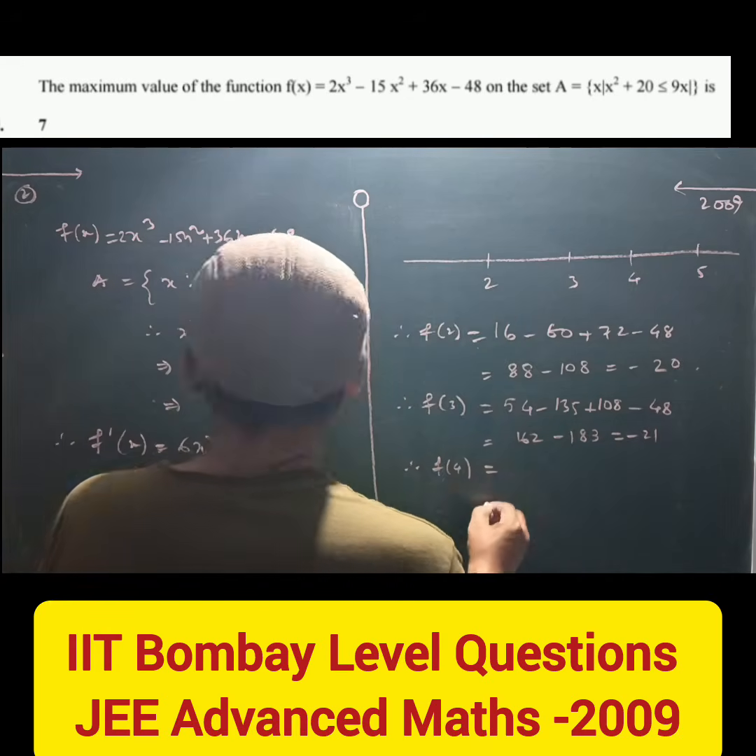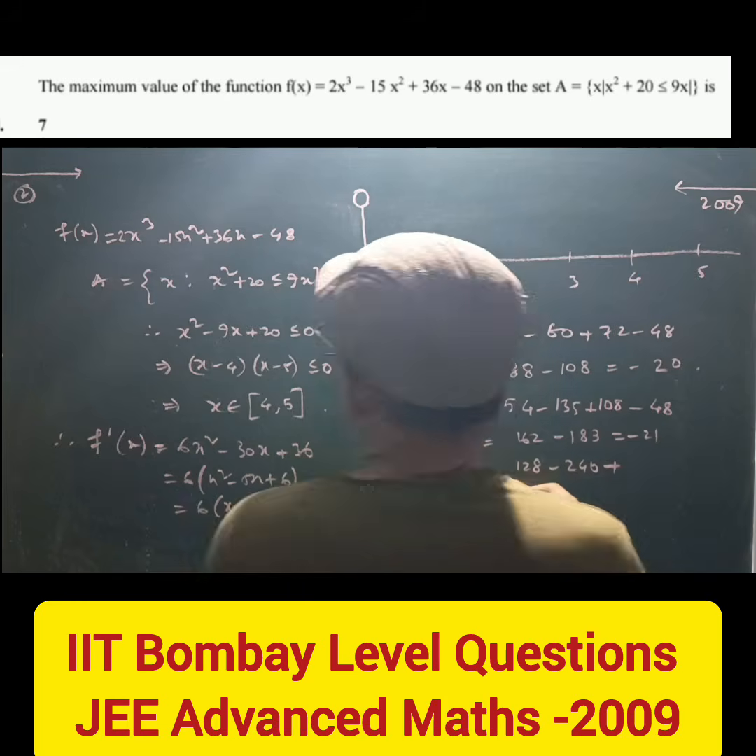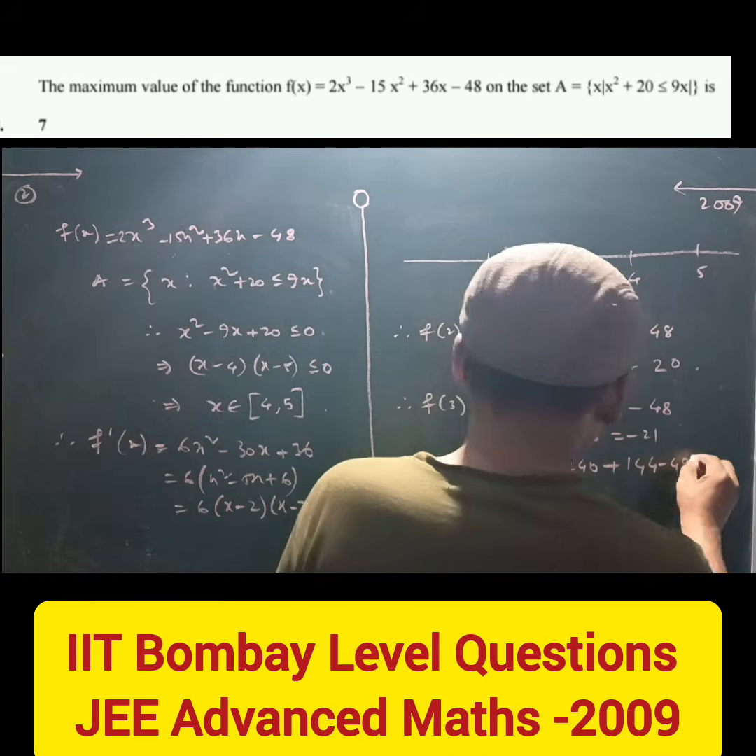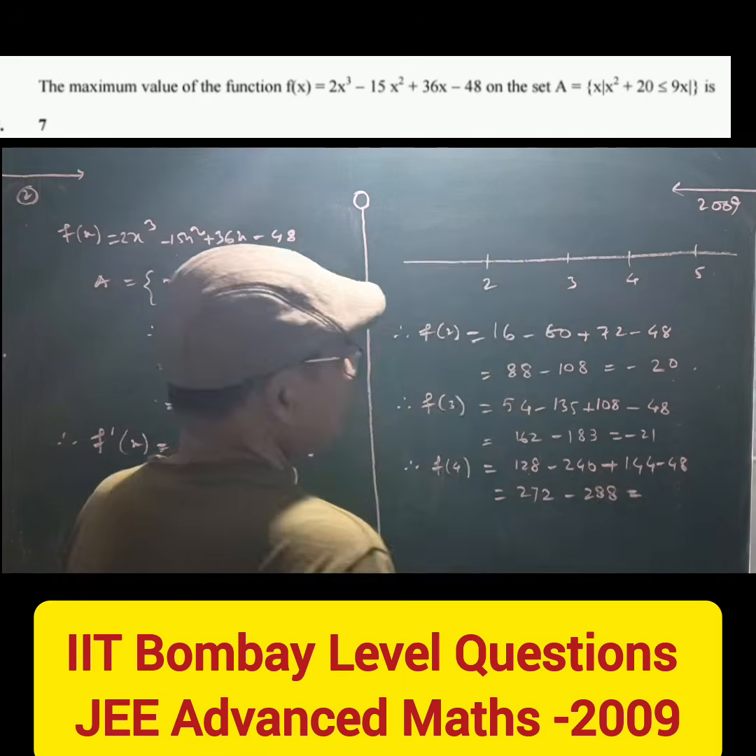And this is f for 4. What is the value of f for 4? 128 minus 240, that is 16 into 15 equals 240, plus 144, minus 48. Add this, and you get 16.